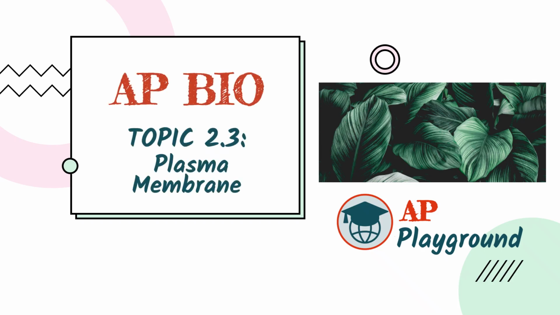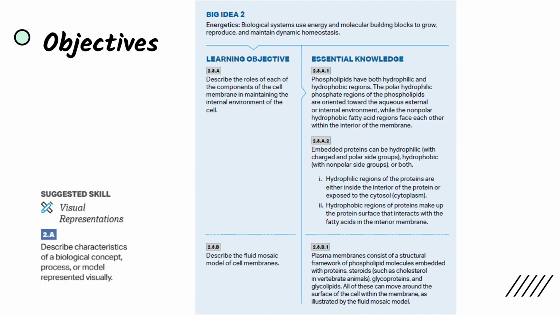Today we're covering topic 2.3, plasma membrane. Our goal today is to describe the role of all of the components of the cell membrane and how it helps maintain the internal environment of the cell. We'll be looking in depth at phospholipids, embedded proteins, as well as the overall fluid mosaic model of the cell membrane. And the suggested skill is Visual Representations 2A, describe characteristics of a biological concept, process, or model represented visually.